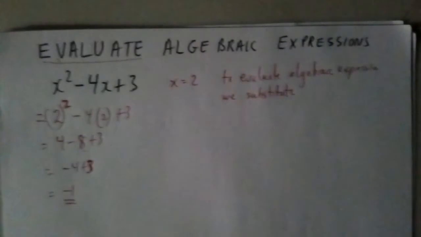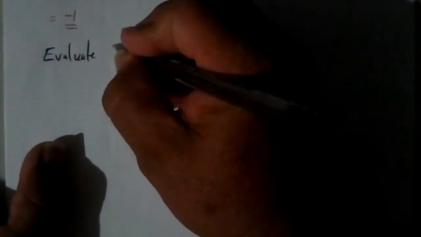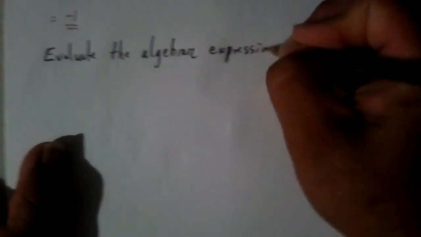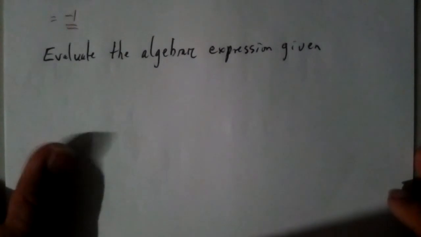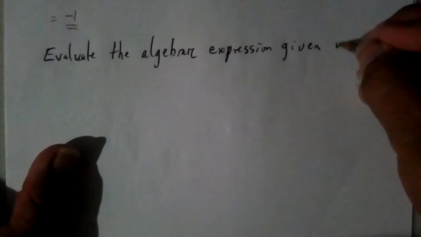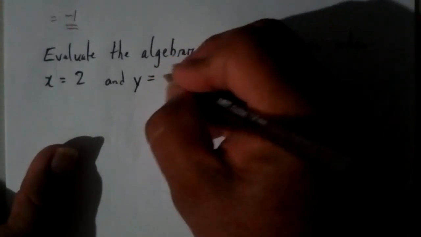Okay, let's try a few more examples like these. So we go to the next example. It says evaluate again. Evaluate the algebraic expression given when, or you may use the word for, when x equals say 2 and y equals say negative 5.